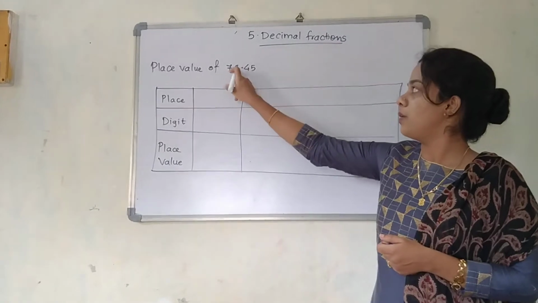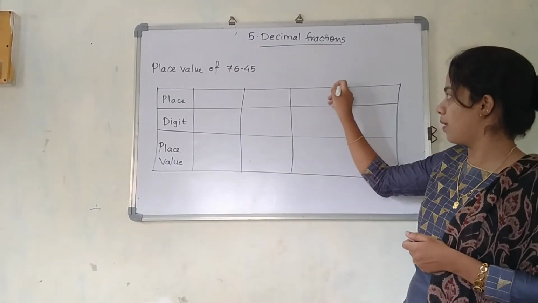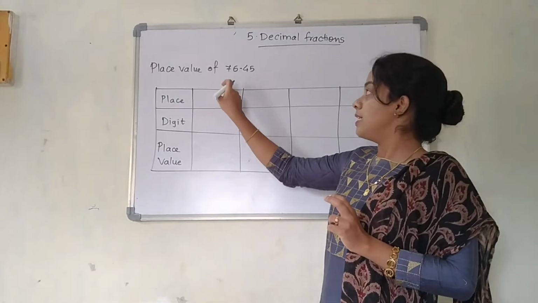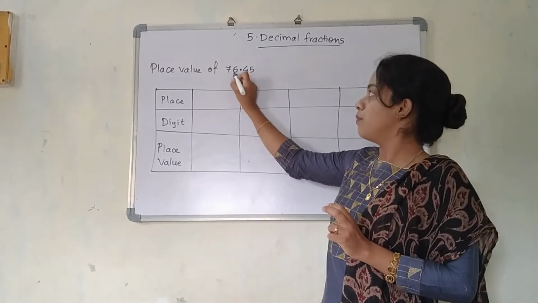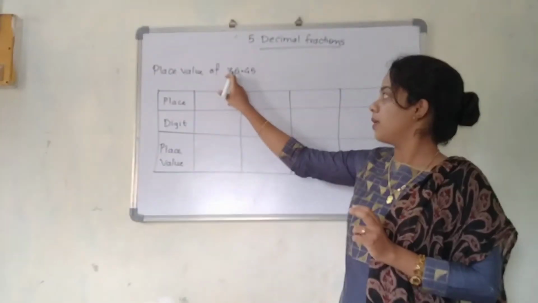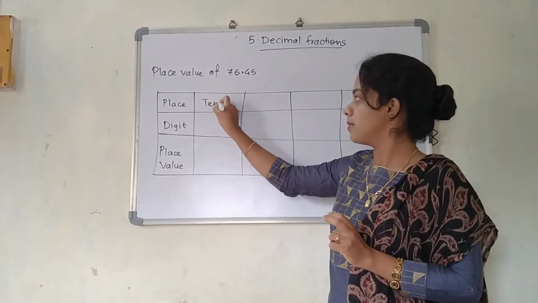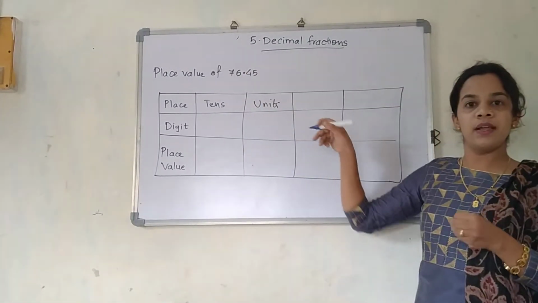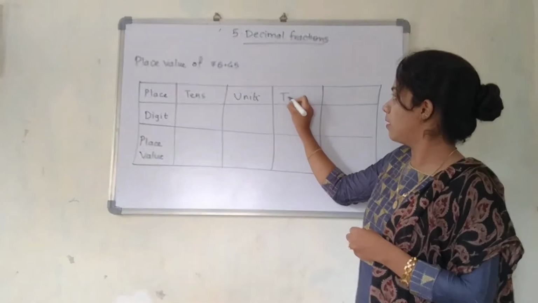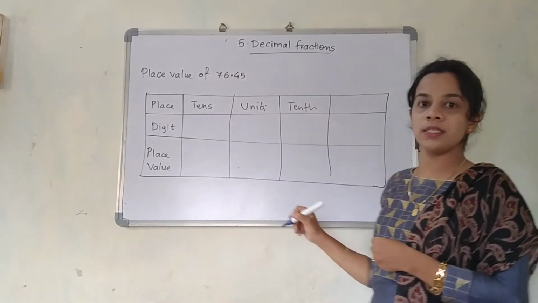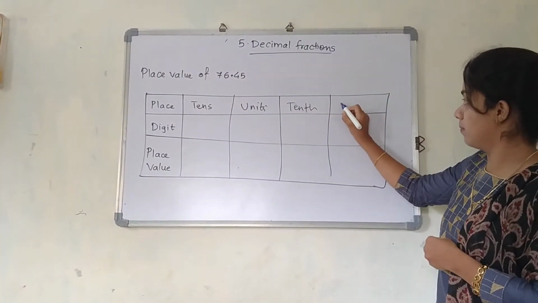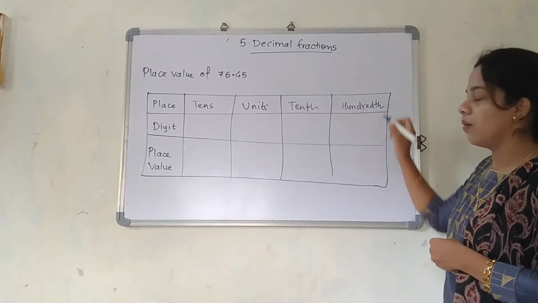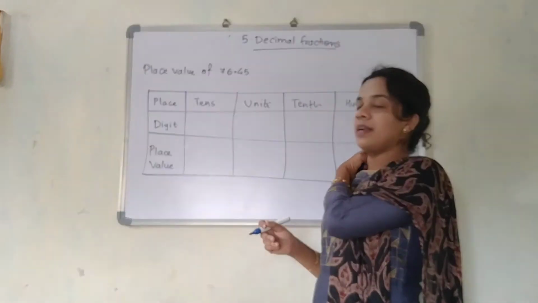For that, it is 1, 2, 3, 4. So we are going to draw 4 partitions over here. You can start from this decimal point. If you see, this number is the unit place and this one is tens. So the first will be tens, then units. After the decimal, you know the place names: it is tenth, and the next one is hundredth.